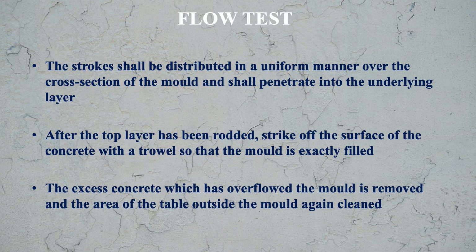So use the trowel to strike off the extra concrete on the mold. Now the excess concrete which has overflowed the mold is removed, and the area of the table outside the mold is cleaned. We have to clean the area outside the mold because our table is much bigger than the size of the mold, so some concrete may be falling on the table beyond the mold also. So we have to clean the table clearly.